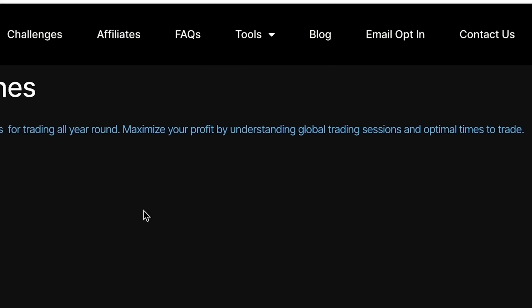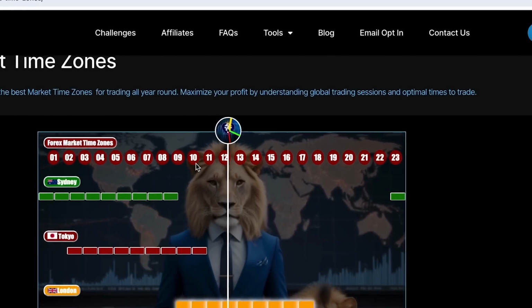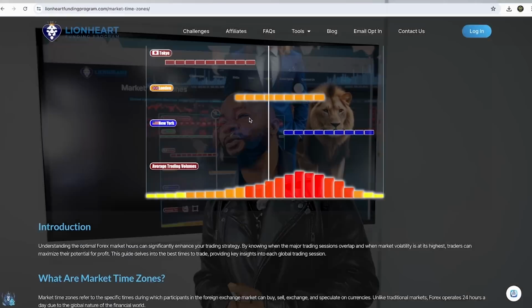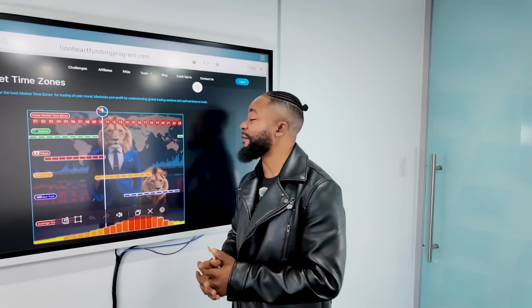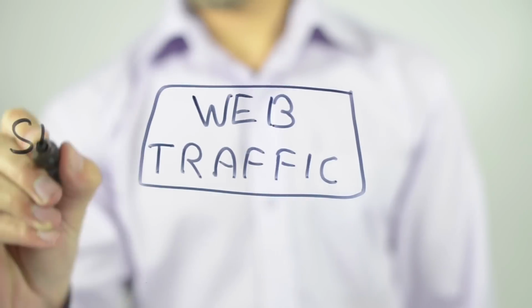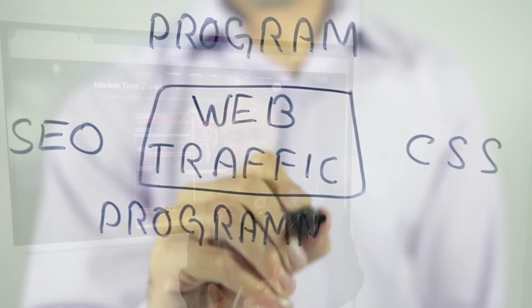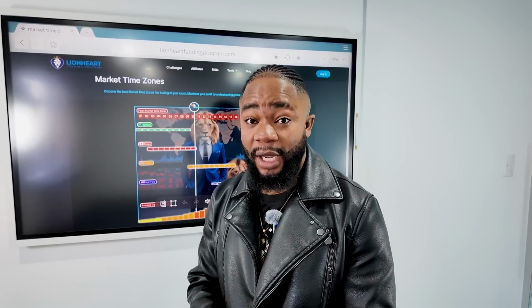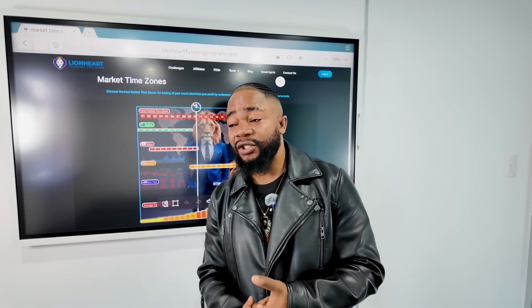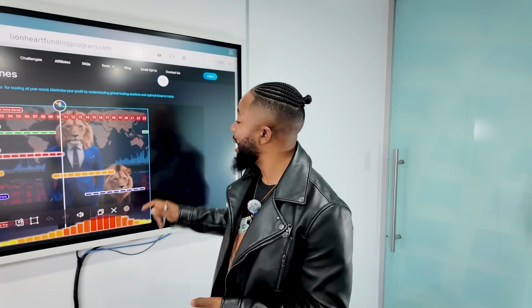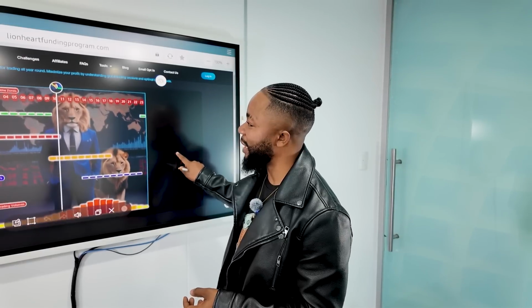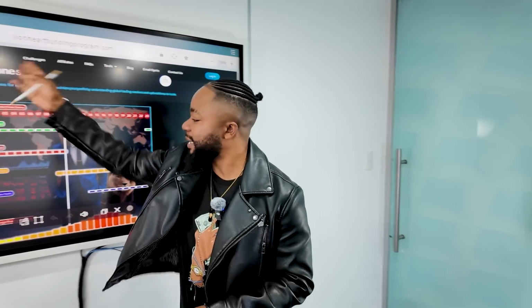All right, market sessions. I think the moment we released this tool, we had the most traffic on the website just from this particular tool alone. When it comes to traffic, trading calculator has the highest traffic. Then after trading calculator, this market sessions tool has the highest traffic you can think of. You see market time zones, all right?